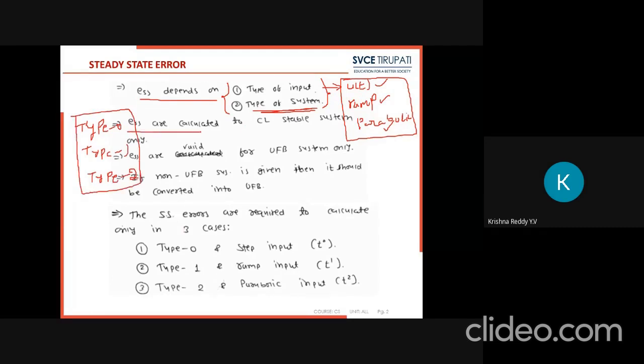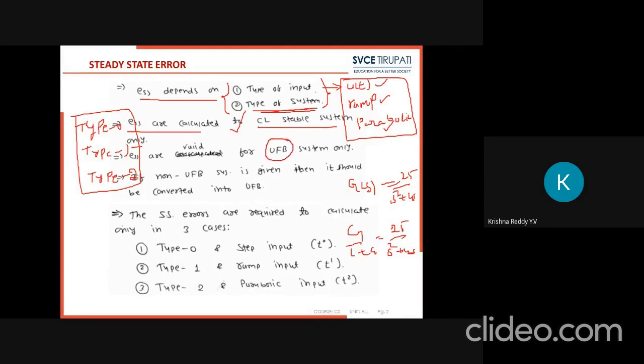The steady state error is calculated for the closed loop system only. When you have the open loop transfer function G of s equal to 25 divided by s square plus 4s, the closed loop is G divided by 1 plus GH. It becomes 25 divided by s square plus 4s plus 25. We calculate the steady state error for the closed loop system only, and it is valid only for a unity feedback system.